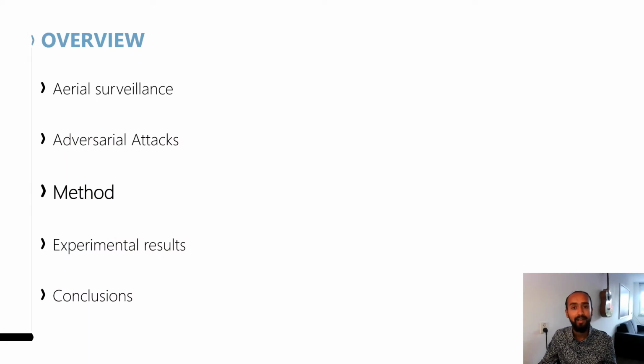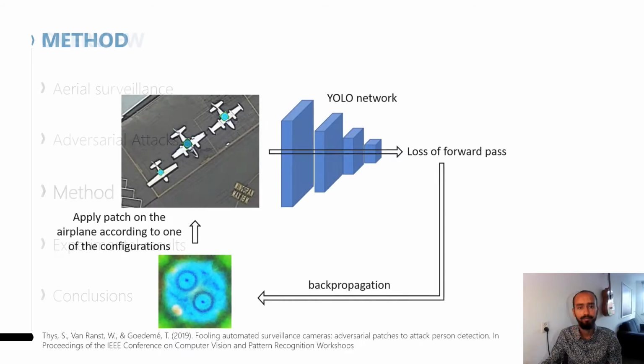Let's now look at how these patches that can hide objects from object detectors are trained. Our work is based on the method that was used to camouflage persons from a person's detector. This is a method that you saw earlier. We applied and fine-tuned this method for aerial detection. And in our experiments, we focus on hiding aeroplanes from an object detector.